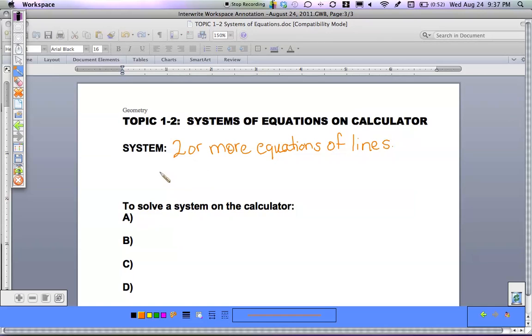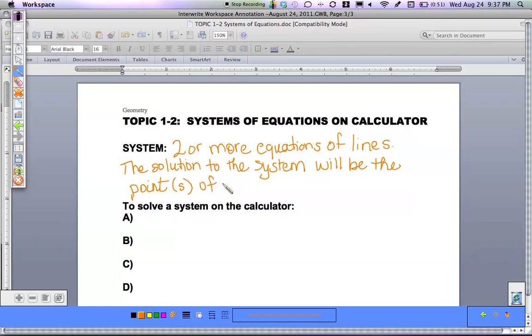Now, how are we going to solve when we're given two equations? Well, we're going to find where the two lines cross. So the solution to our system will be the point or points of intersection.